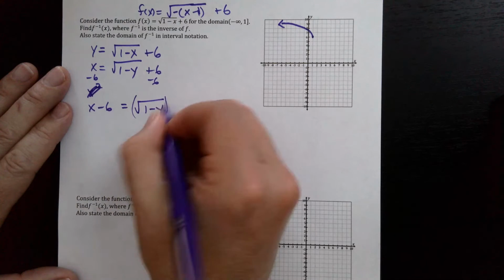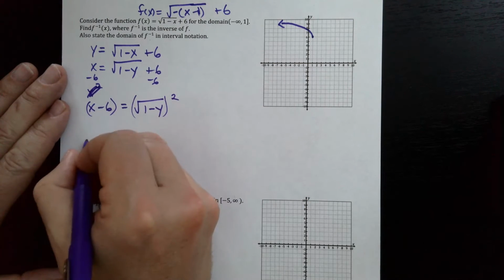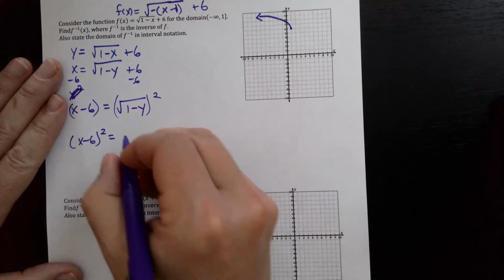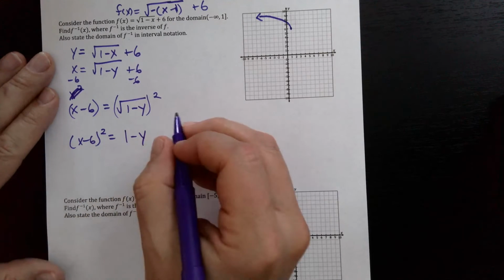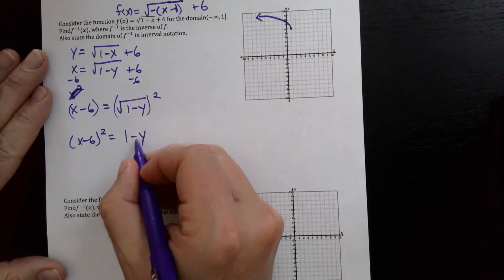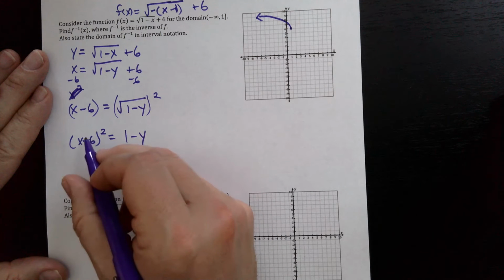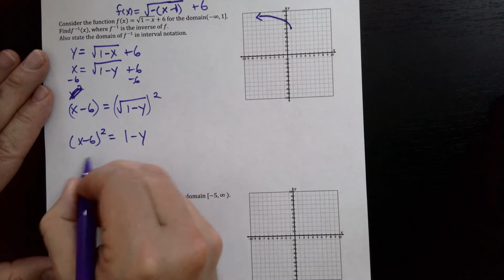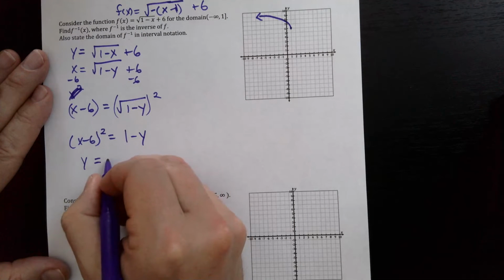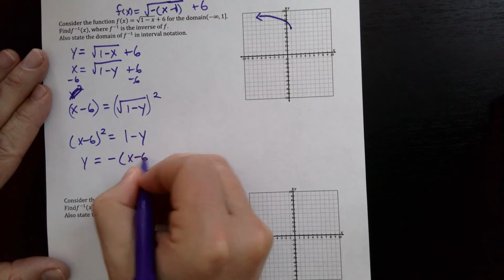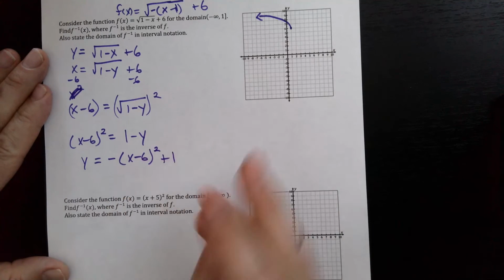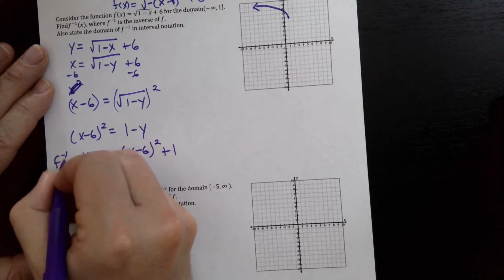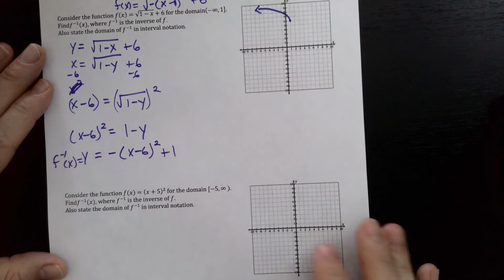Square both sides. So x minus 6 squared equals 1 minus y. Okay, and then I can move the y over here to make it positive, and I can move this over here to make it negative. So I get y is equal to negative x minus 6 squared plus 1. Okay, and that is the same thing as f inverse of x is equal to this.